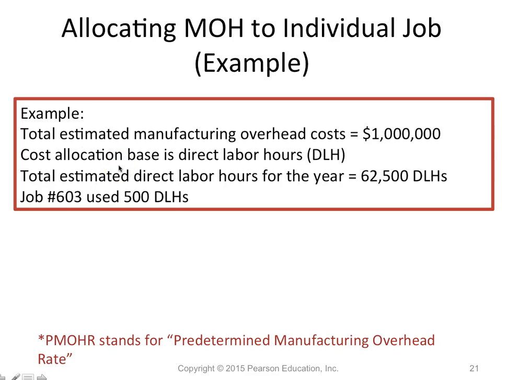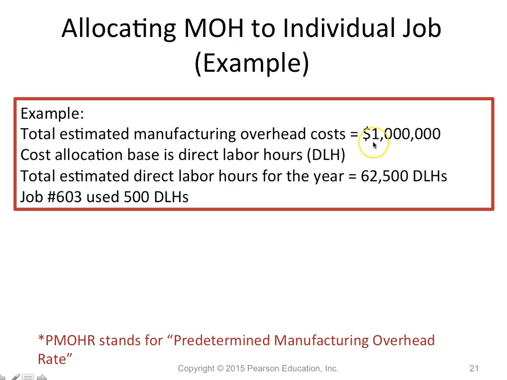Let's take a look here. It's easy to see from the example. Total estimated manufacturing overhead cost is $1 million, for example. It's just an example, okay? We start over with a new example here, but there's some information we calculated earlier that we have to use.